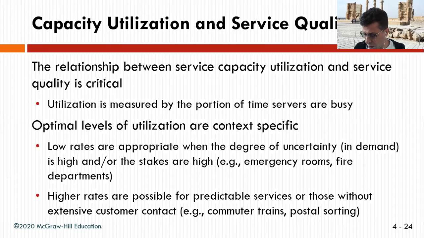So basically, low rates are appropriate when the degree of uncertainty in demand is high and/or the stakes are high. An example is the emergency room and the fire department. What does that mean?